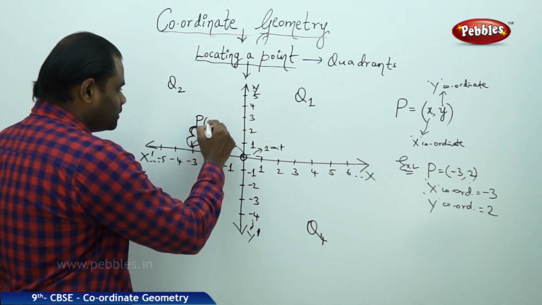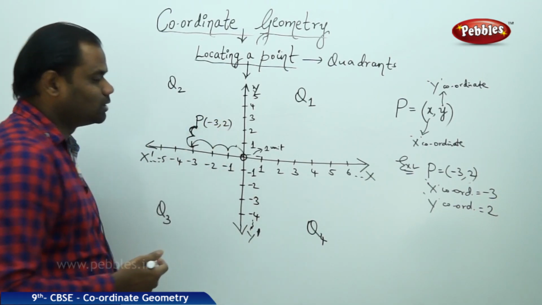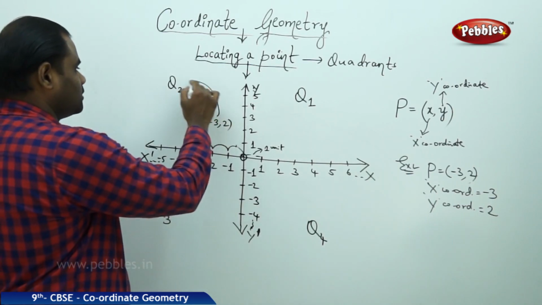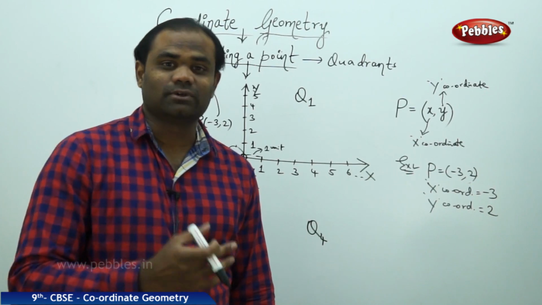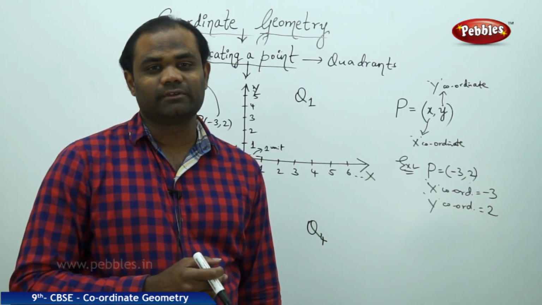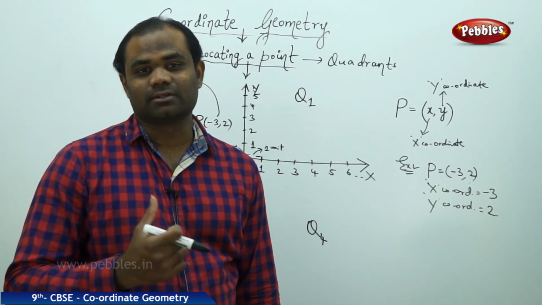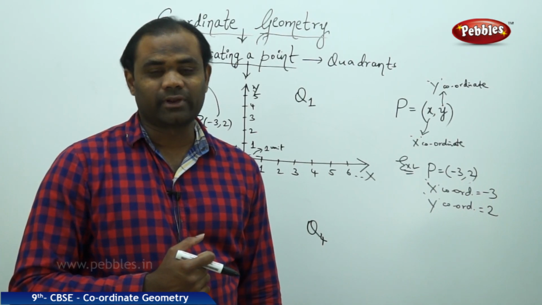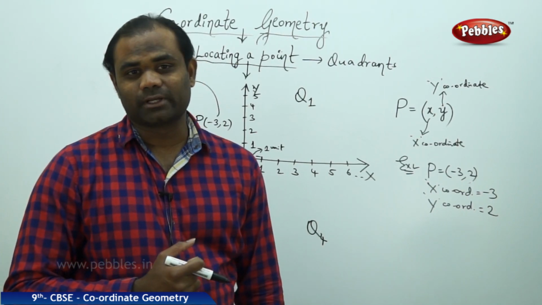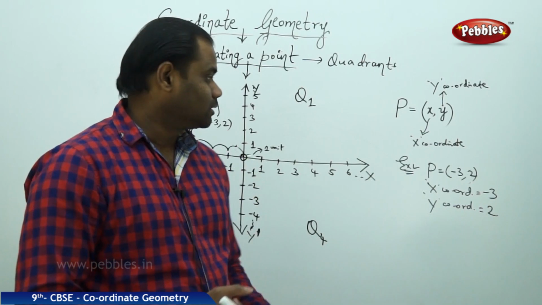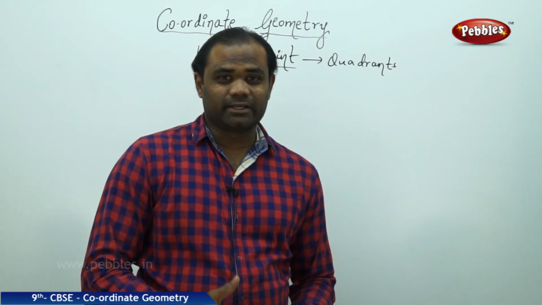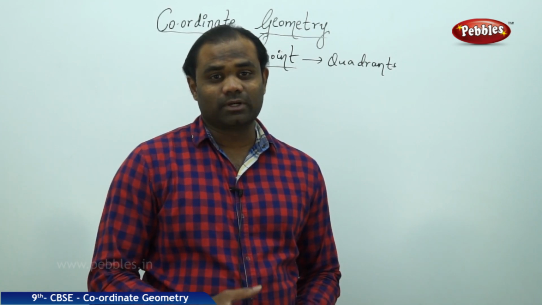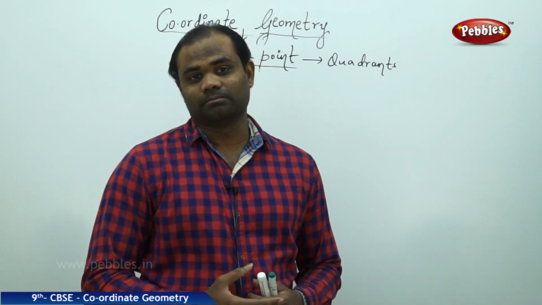So the point P, which is minus 3, 2, lies in the second quadrant, and this is how we locate a point in each of the quadrants using the definition of the quadrant concept. Quadrants and locating a point are very much connected through this example problem. Now let's take another example problem to understand the concept more strongly.